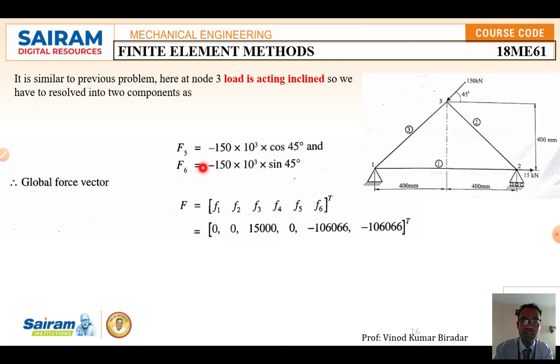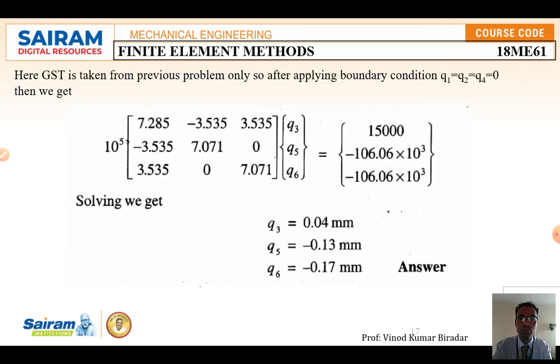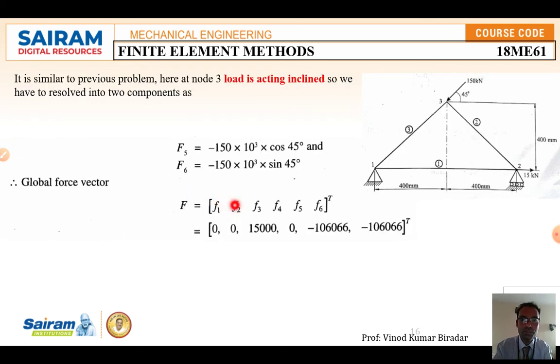So f5 is equal to minus, as I told you, if the force direction is toward the node, consider negative. So f5 = -150 x 10^3 x cos 45, and f6 = -150 x 10^3 x sin 45. So f5 and f6 are given in this problem, and the remaining procedure is same. The global force vector for this one is f1, f2, f3, f4, f5, f6. After resolving, horizontal is f5 and vertical is f6.